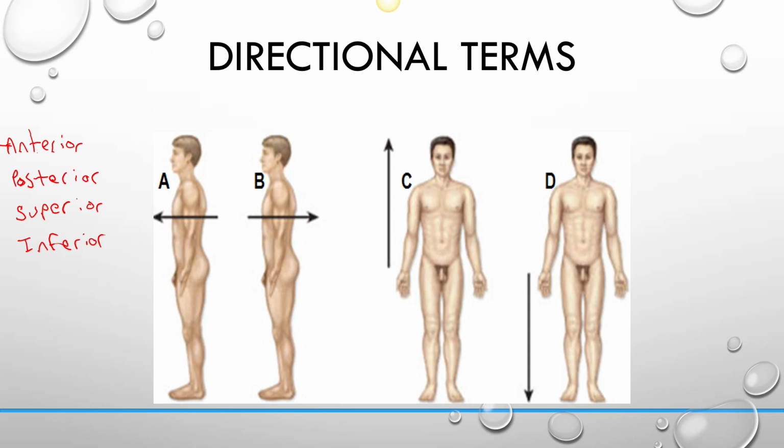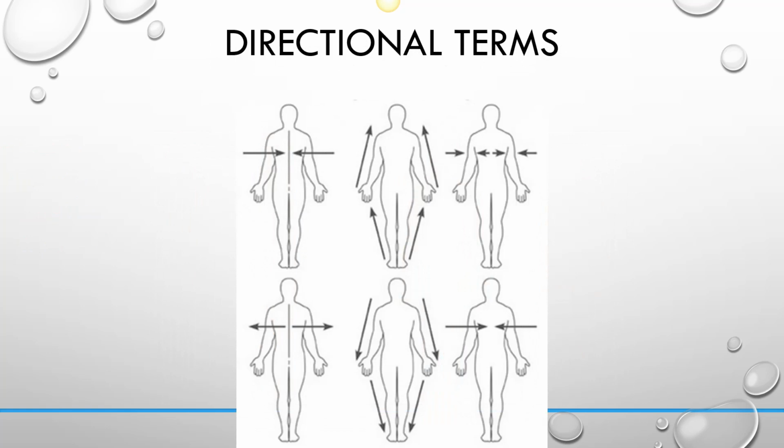There are other terms for anterior and posterior, like ventral and dorsal, but those terms are usually more for veterinary sciences because animals are usually four-legged and they walk on all fours instead of just walking on two legs. So these are kind of the most common terms that you'd use in a human anatomy and physiology class.